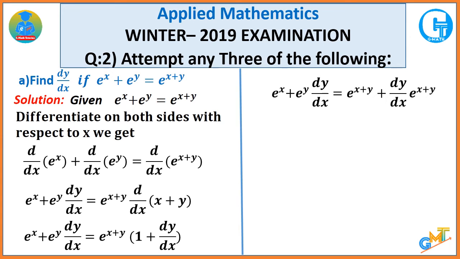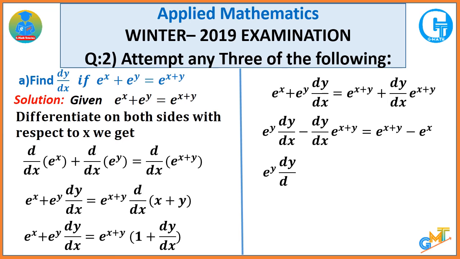Then shift the dy by dx term to one side and the other terms to the opposite side. Then we get e raised to y dy by dx minus dy by dx e raised to x plus y is equal to e raised to x plus y minus e raised to x. Then take e raised to y dy by dx common from the left side. We get in bracket 1 minus e raised to x, and on the other side e raised to x plus y minus e raised to x.